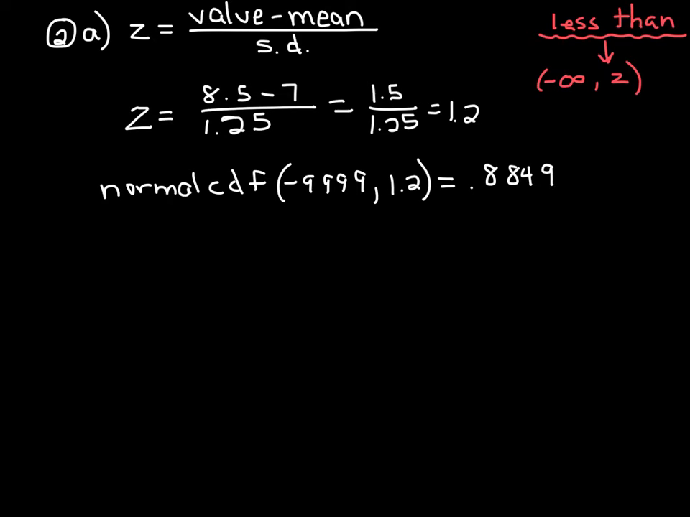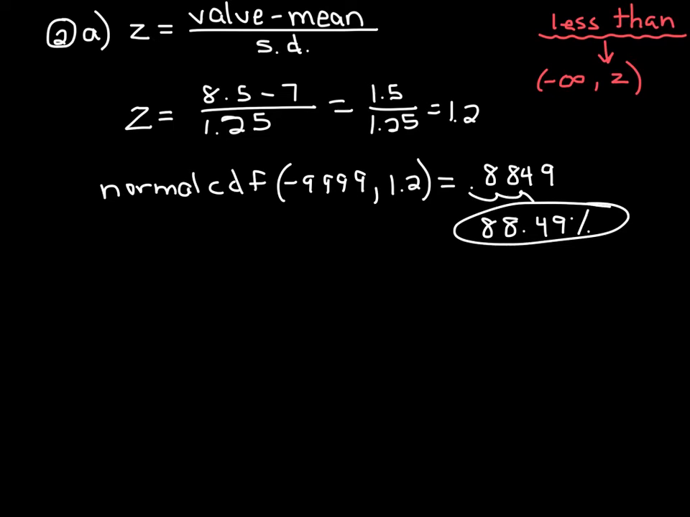Now, they didn't say what to round to here, but I'm just going to change this to a percent, and when we move the decimal place over twice, we get approximately 88.49%. Okay, so if they don't say what to round to, you can kind of take a look at the numbers and decide. I think rounding to the nearest hundredth of a percent is always a pretty good bet there.